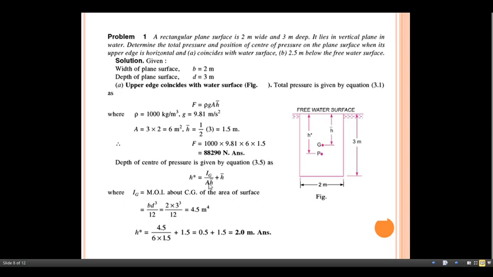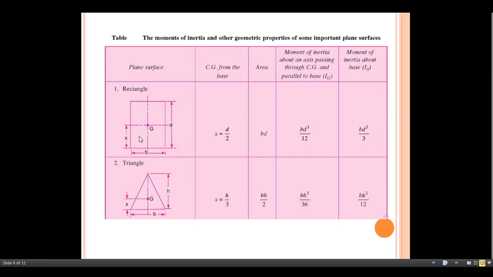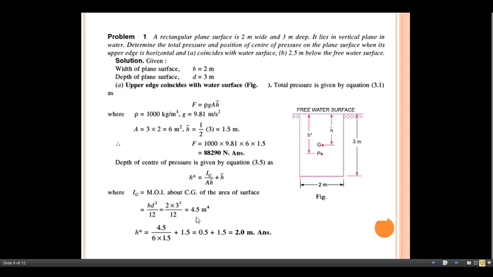From this formula, just see, we have a rectangular shape. What about the value of IG? IG is the moment of inertia about the center of gravity of the area of the surface. For the rectangular shape, the formula for the IG value is b d cube divided by 12. So substitute the value of b as 2 meter, then d as 3 meter, divided by 12. After simplification, we get IG equals 4.5 meter raised to 4.